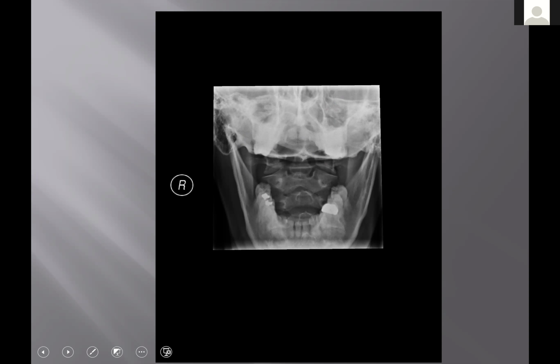Congenital abnormalities can do that to you. Yeah, I'll tell you what. I mean, I think this is a great case.